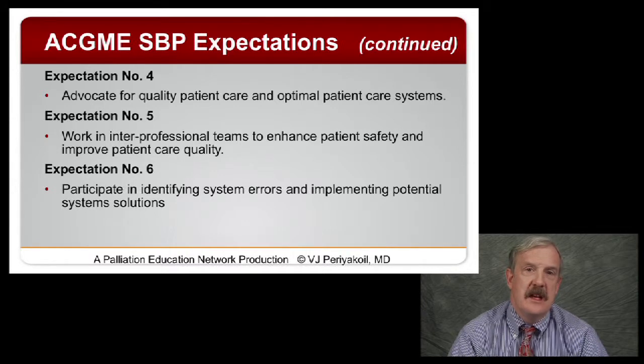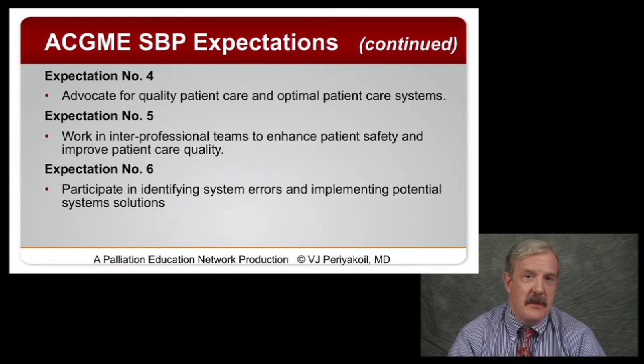Expectation number four, it's important residents and fellows advocate for quality patient care and optimal patient systems. Again, this means they have to be an active agent in improving systems. They can't be just passive bystanders. If they recognize a problem, particularly in a work process, for example, it is their responsibility to identify what that problem might be and at least provide some input or awareness on how that change might occur to improve whatever system problem they've identified. Expectation number five, as we said earlier, they need to work in interprofessional teams to enhance patient safety and improve patient care quality. Again, this requires an active participation on the part of trainees in improving the very microsystem in which they're working.